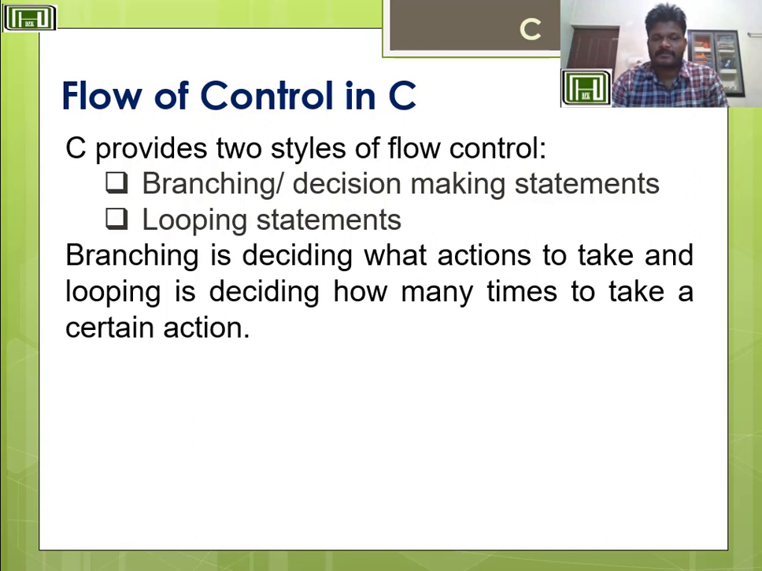Branching and looping statements. Branching is deciding what actions to take, and looping decides how many times to take a certain action. So the difference is that branching decides what actions to take, and looping decides how many times to take a certain action.